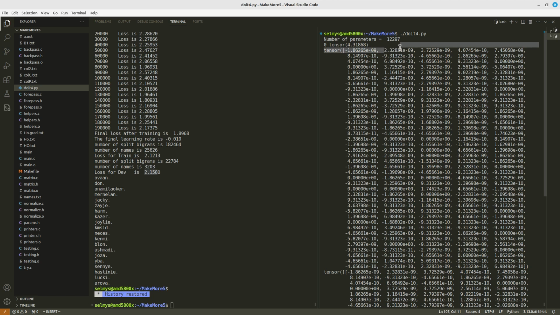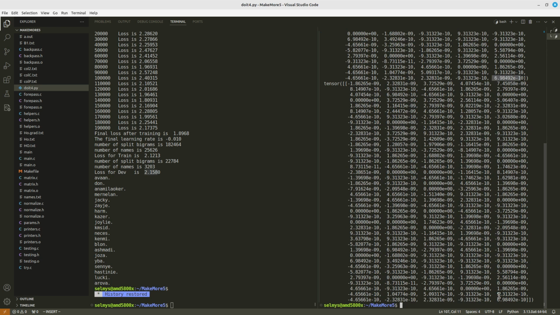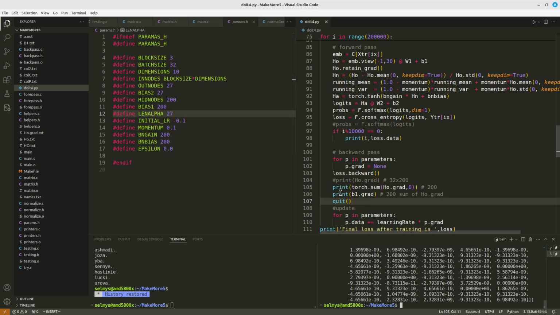And you can see the B1 gradients are exactly the same as the summation of the HO gradients. You see 2.3, 2.3, like that. 3.725, 3.725. And if I go right to the last one here, 6.98492, 6.98. So you can see that this line here, 105, is exactly identical to 106, which tells me that if I go to the formula for working out the B1 gradients, it's basically the summation of all the columns in the HO gradients.